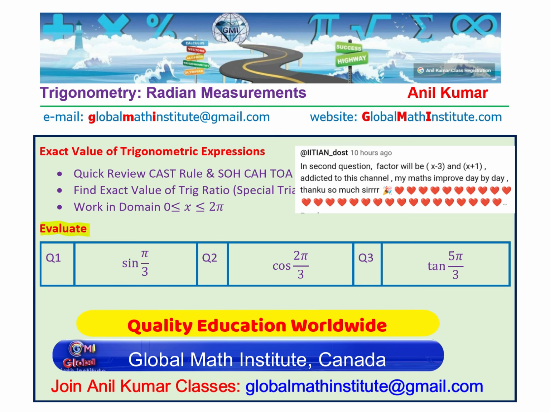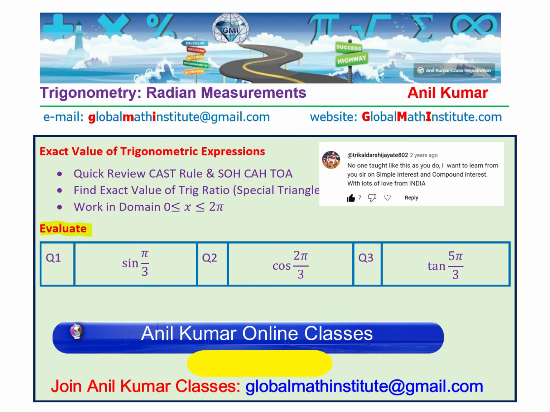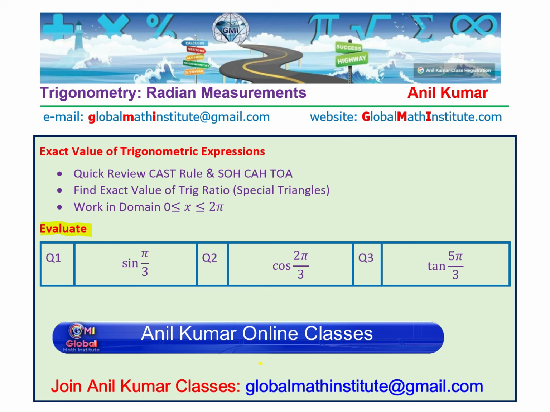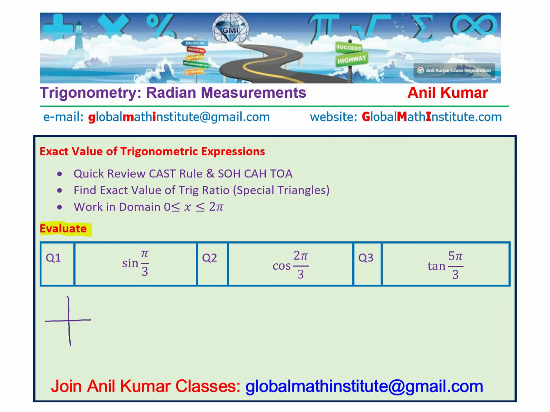We need to evaluate sine pi by 3. So, whenever you want to evaluate, do two things, and that is consider the CAST rule. Sine pi by 3 means an angle in quadrant 1, so this value has to be positive, correct? Let me write down the question first and then I'll write down the value. So we want to find what sine pi by 3 equals. First thing we figure out is that it is positive since you are in quadrant 1.